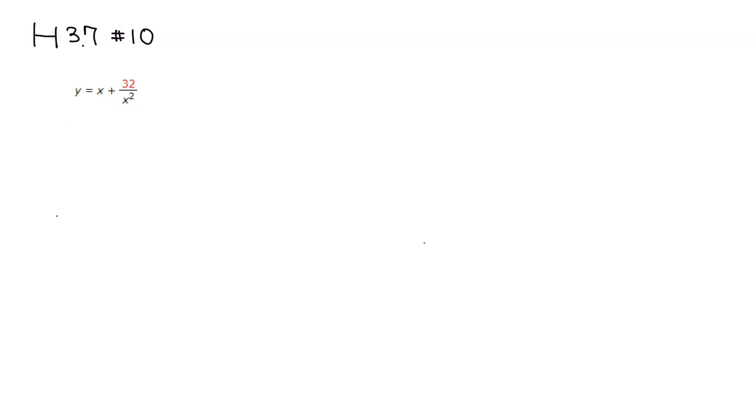If you want to find the x-intercept, you want to set y equals 0. Then we have 0 is equal to, I'm going to take the common denominator. So we have x plus 32 over x squared. Since I want x squared on the bottom, I'm going to multiply the first term by x squared over x squared, so that x squared is the common denominator. So I'm going to put x squared there.